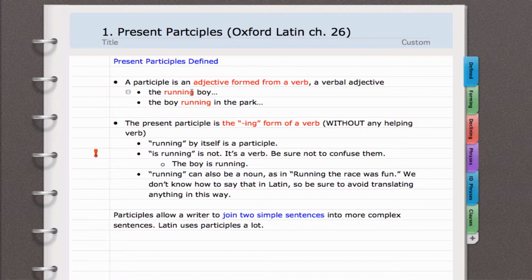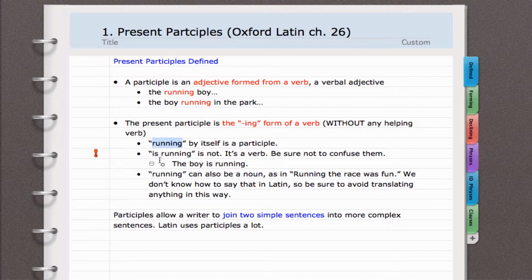Examples are the running boy. Running modifies boy, or you could say the boy running in the park. A present participle is the ing form of the participle without any additional helping verb. So running by itself is a participle.